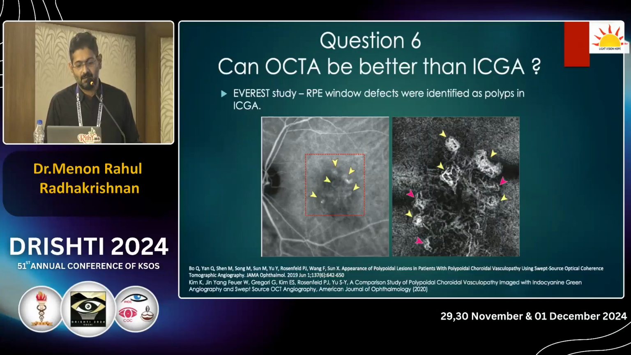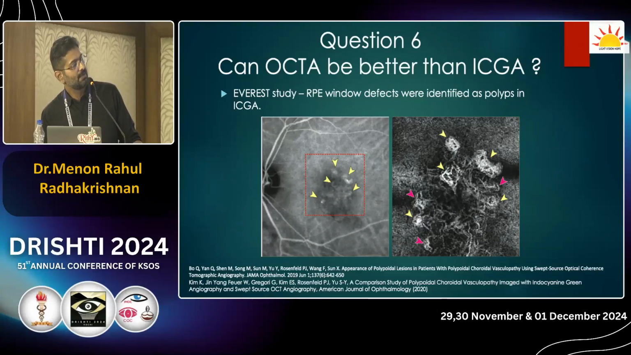So one more next question would be, can OCTA be better than ICGA? Now, in the EVEREST study, which happened decades back, the RPE window defects were identified as polyps in ICG. That is one of the pitfalls there. Now, if you look at this image, this is the same patient. This is an SS OCTA, not a normal typical traditional OCTA.